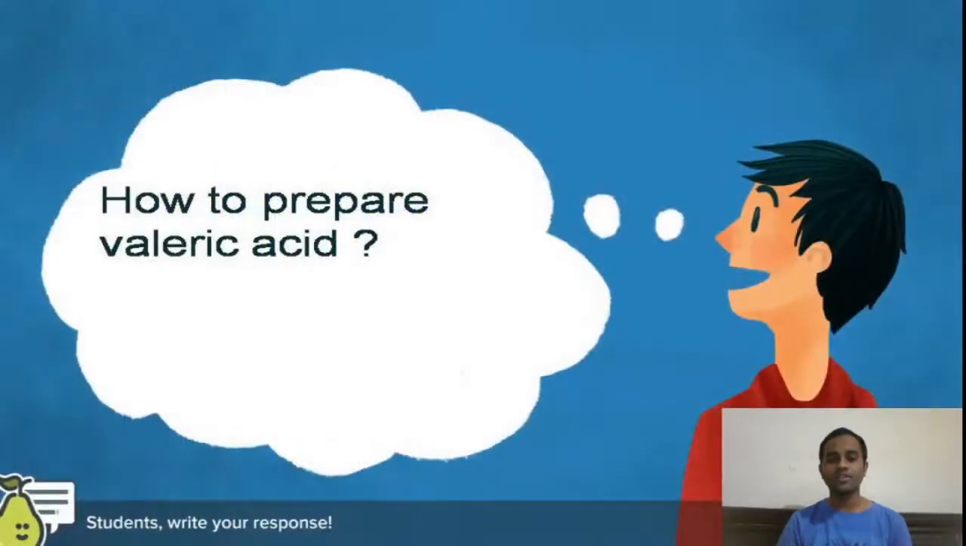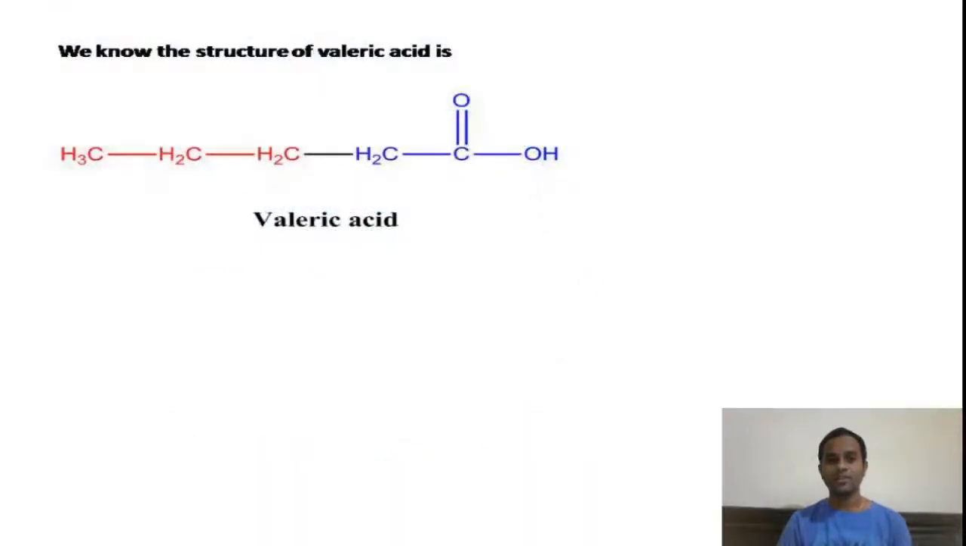And here is a question for you: how to prepare valeric acid from the acetoacetic ester? You know, the structure of valeric acid contains 5 carbons, right? Its IUPAC name is pentanoic acid. Its common name is valeric acid. This name is given based on the source, because we will get this valeric acid from the valerian flowers.